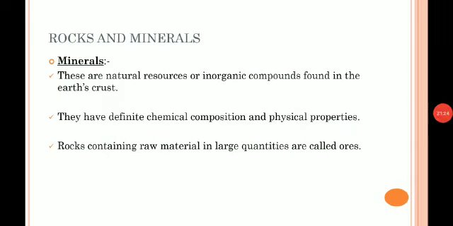Let's talk about minerals. These are natural resources or inorganic compounds found in the earth's crust. They have definite chemical composition and physical properties. The chemical composition of minerals can be read very easily. Rocks containing raw material in large quantities are called ores, meaning rocks which contain raw material in major quantity are known as ores.